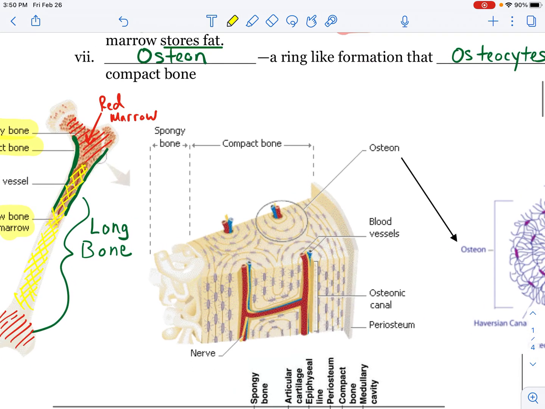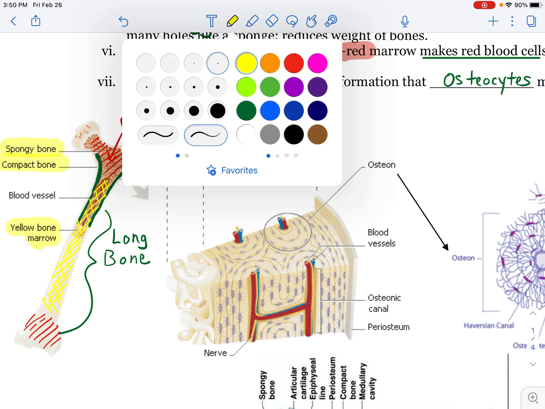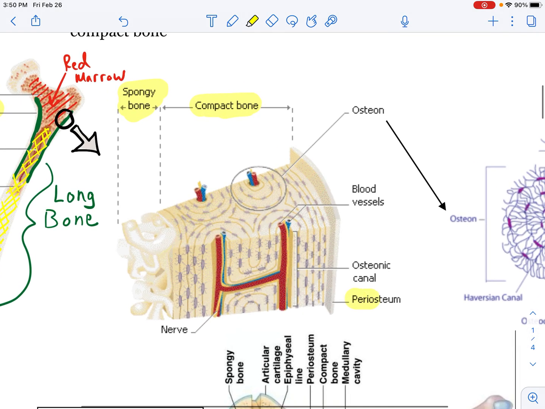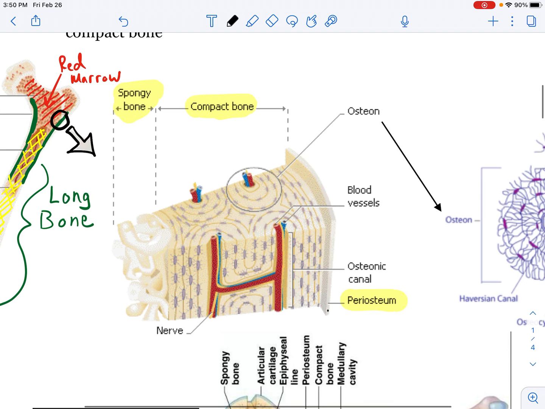Okay, so what is this middle picture? Well, this is a zoomed in diagram of that small circle area. If we were to zoom in on just that very small circle area, you would have spongy bone, which would be the innermost section. You'd have compact bone, and then the periosteum is down here. That's that sheath I was talking about. That would be a very thin membrane that surrounds the bone.